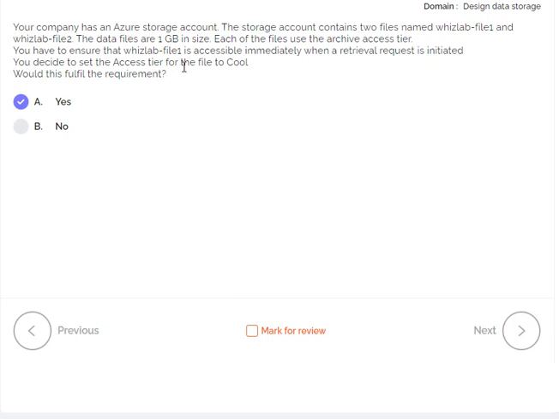Even this, if we choose the access tier for hot, the answer will also be yes. Okay, let's move to the next question. Here the question is the same.